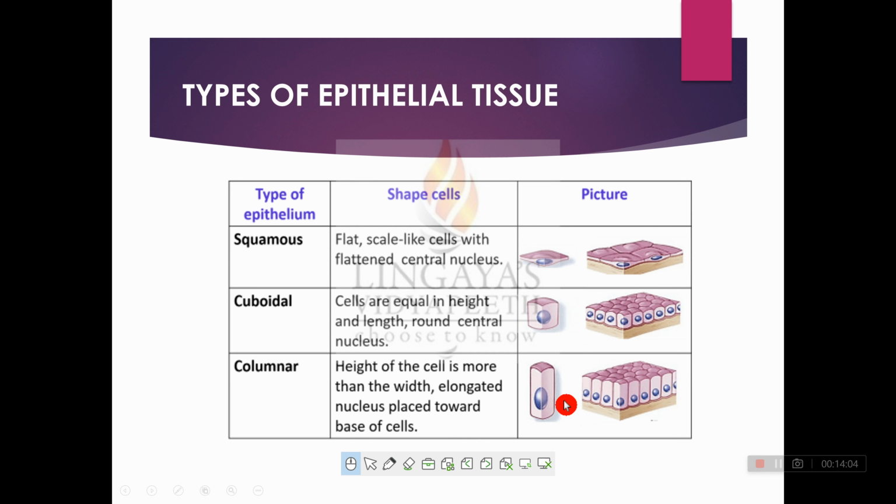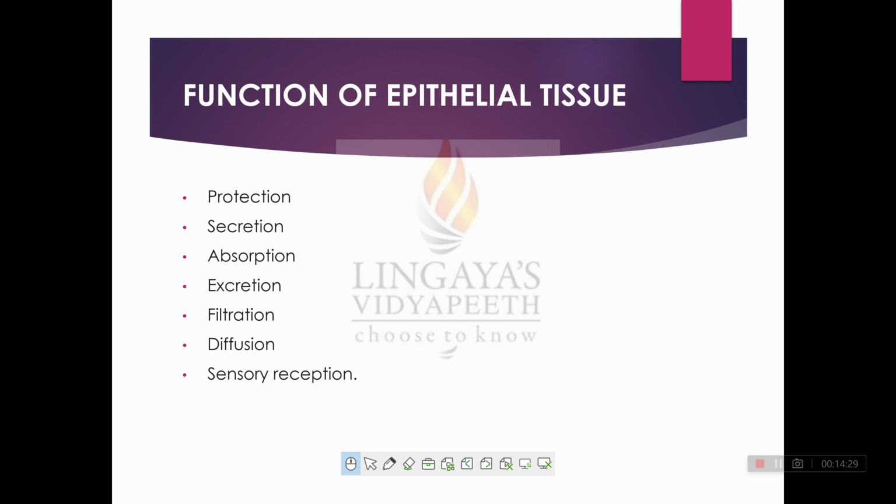So, in columnar epithelial tissue, what happens? The height of the cell is more than the width of the cell. It is elongated, and the nucleus is placed towards the base of the cell. It is not centrally located, it is near the base of the cell. So, this is the difference between the shapes of the different types of epithelial tissues found in the human body.